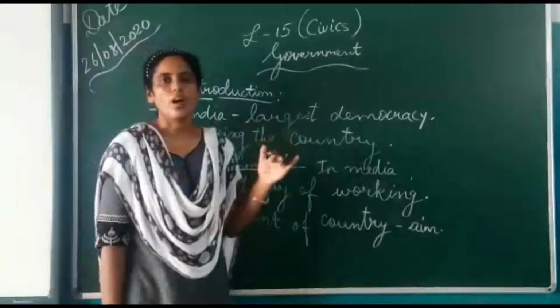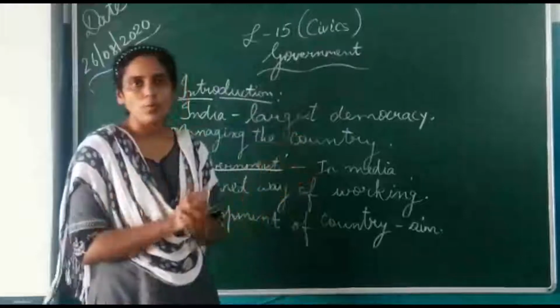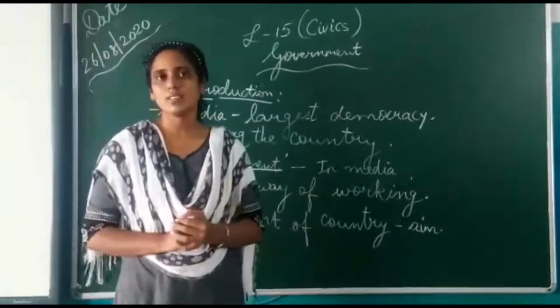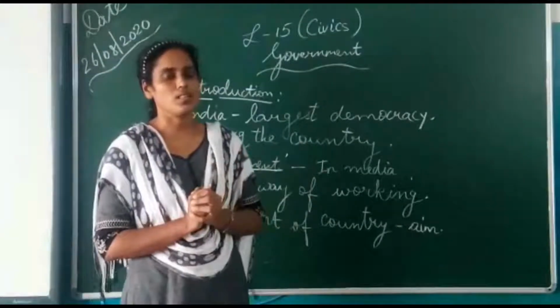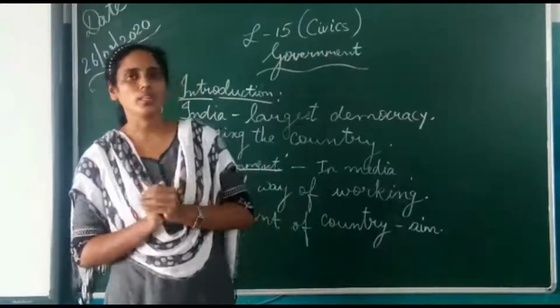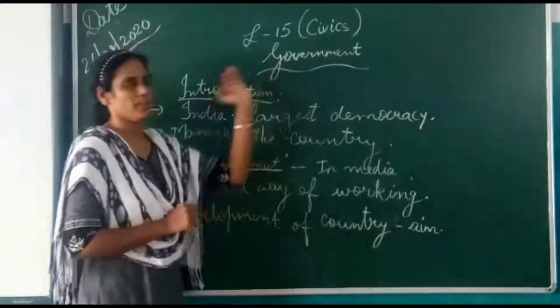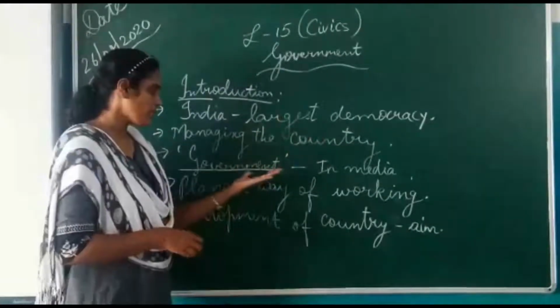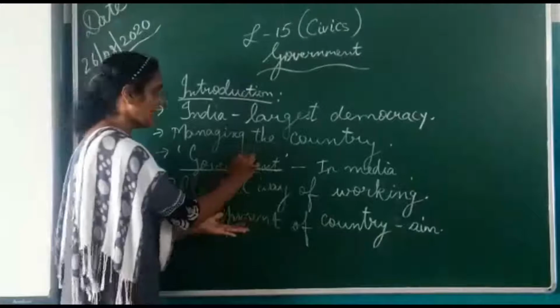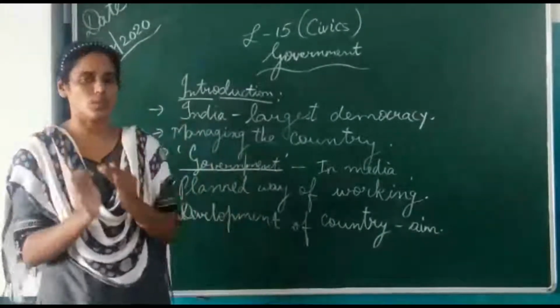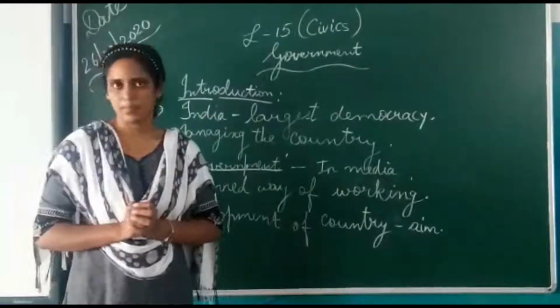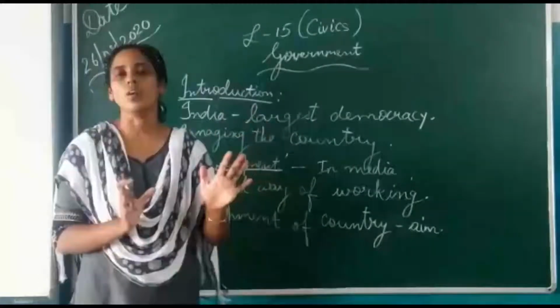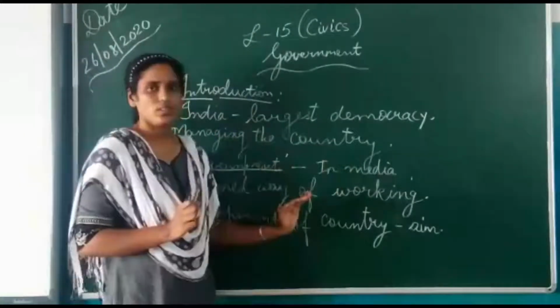As you know, our home is managed by the elders of our home. It may be grandparents or our parents or our cousins, uncle, aunts. In the same way, a country is managed by the government. Now, what do you mean by the word government? Government means, we can break it into two parts: governing the country or ruling the country. That is, govern means to rule or look after, manage the country.